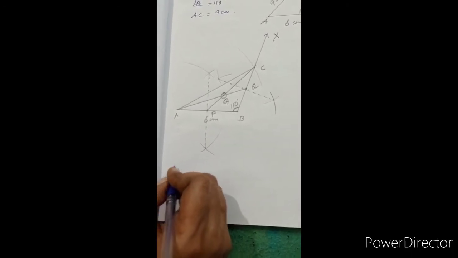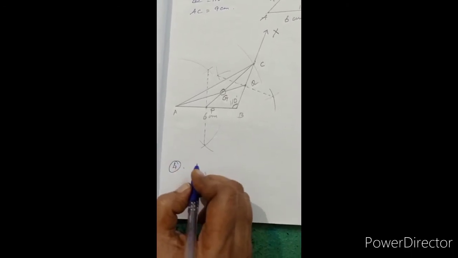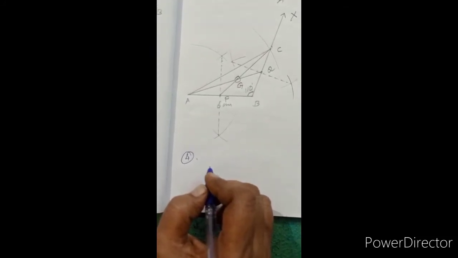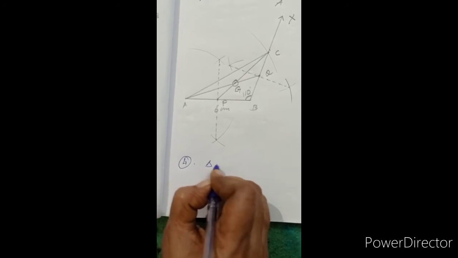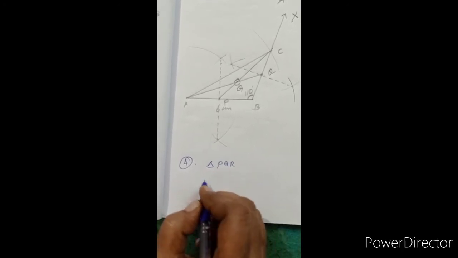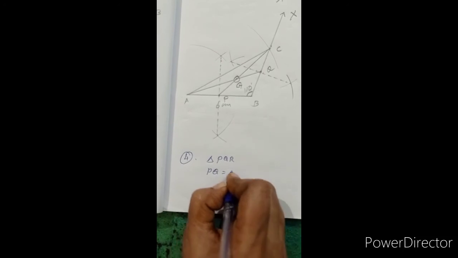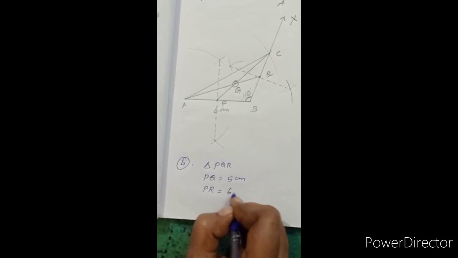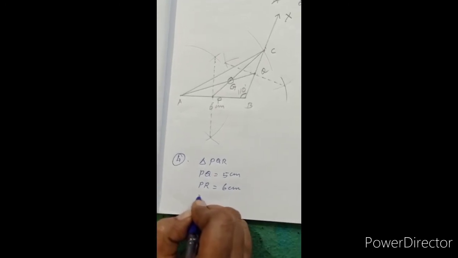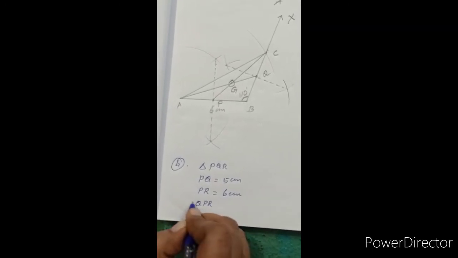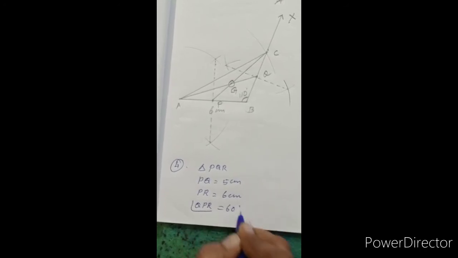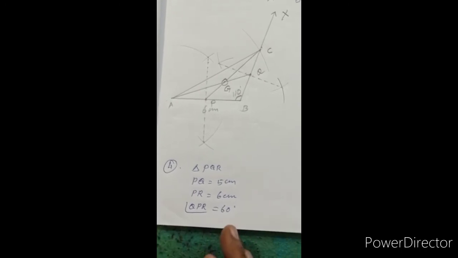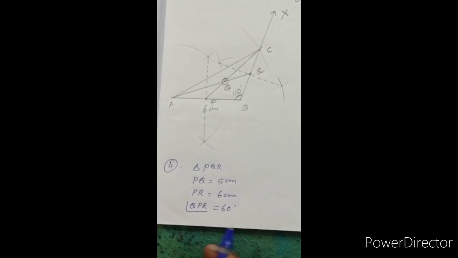Question number 4 is homework. Construct triangle PQR such that PQ equal to 5 cm, PR equal to 6 cm and angle QPR is 60 degree. These are given measures. For these measures, draw one triangle, then locate centroid.